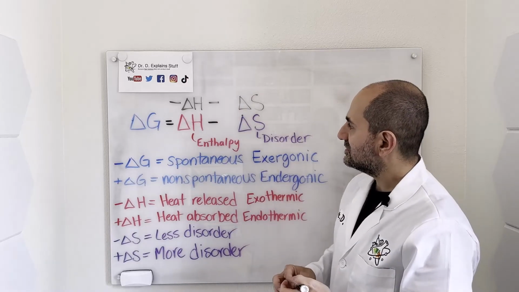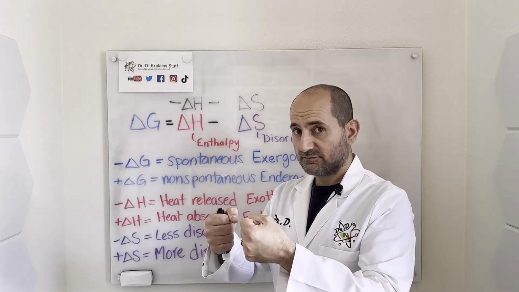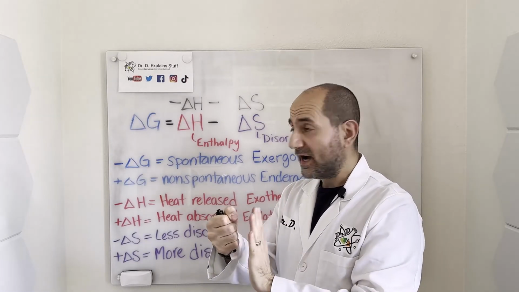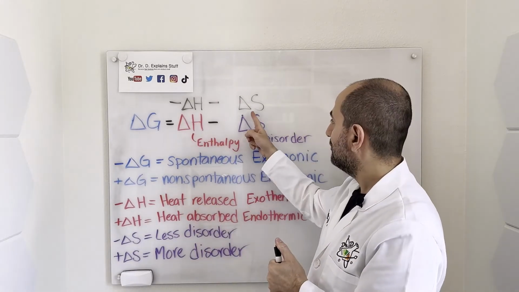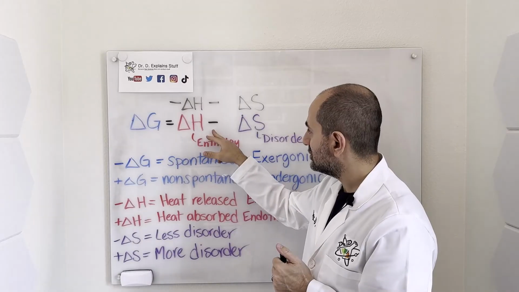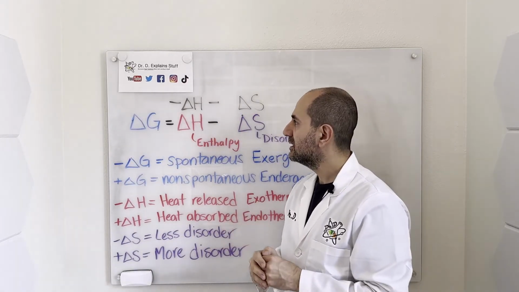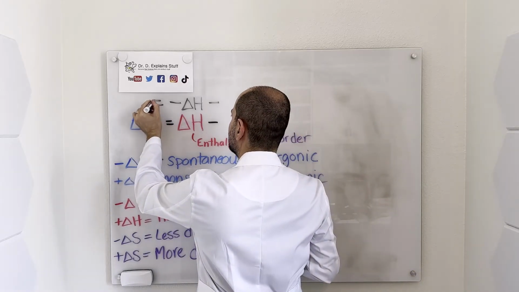So in this case, we just figured it out. I mixed chemicals A and B. It felt hot, so I have a negative delta H and it bubbled over. So I have a positive delta S. But the equation tells me to subtract that positive number. Okay, you following me? Now, riddle me this. What is my delta G?